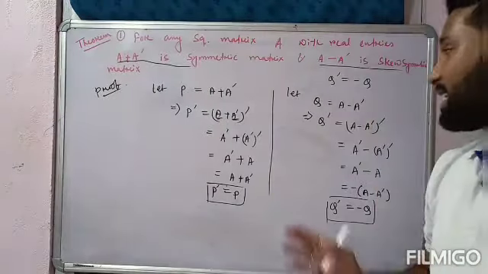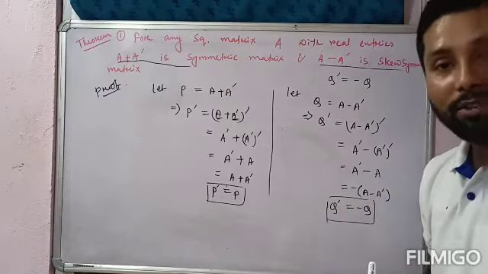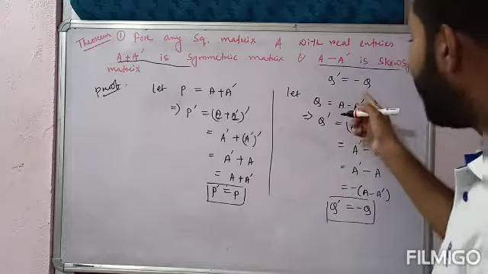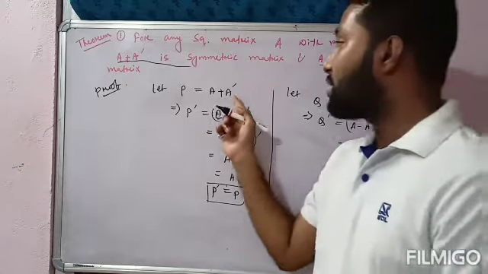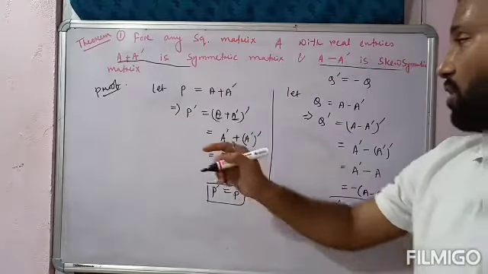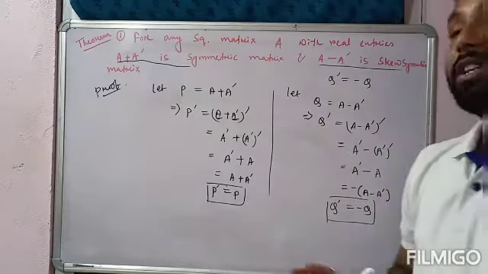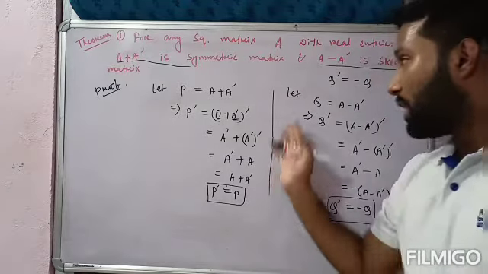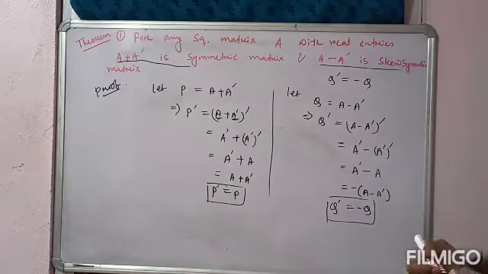So therefore we can say that A minus A transpose is a skew symmetric matrix because it satisfies the condition of skew symmetric matrix, whereas A plus A transpose is a symmetric matrix because it satisfies the definition of symmetric matrix. So this is all about the first theorem, theorem number 1. Once you go through the theorem, next I will discuss theorem number 2.